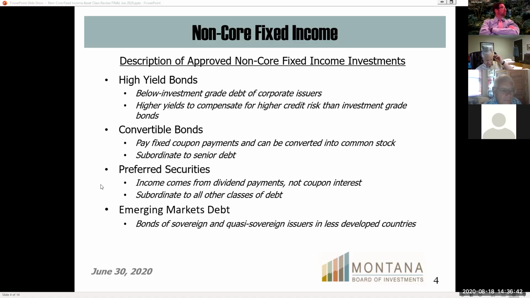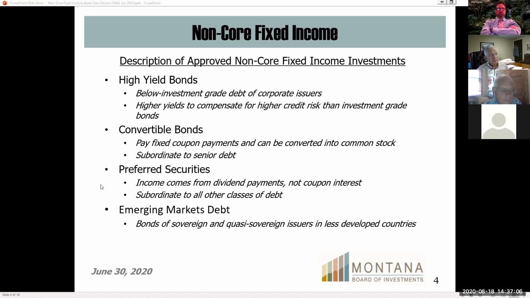And then emerging markets debt, obviously, kind of a different world altogether, just senior debt typically, but issued by sovereign or quasi-sovereign issuers. And there we get into really more the sovereign risk, could be denominated in dollars or in some cases foreign currency. So it could be foreign currency risk there as well.